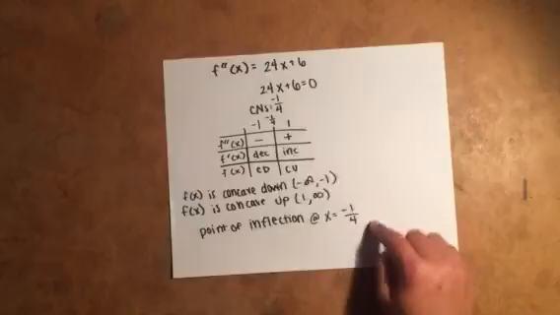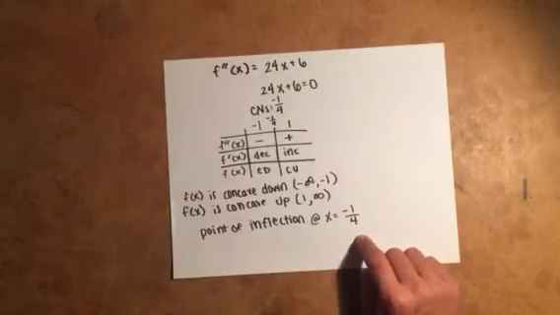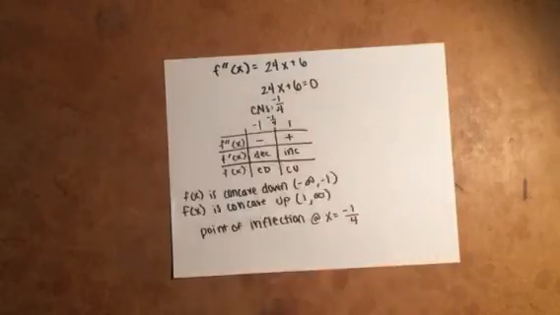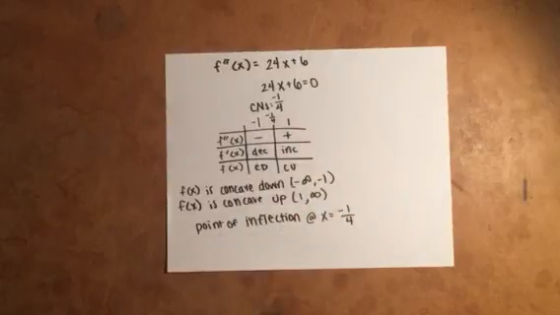We also know that the point of inflection is x equal to negative 1/4, which is where the signs change because it goes from negative to positive.